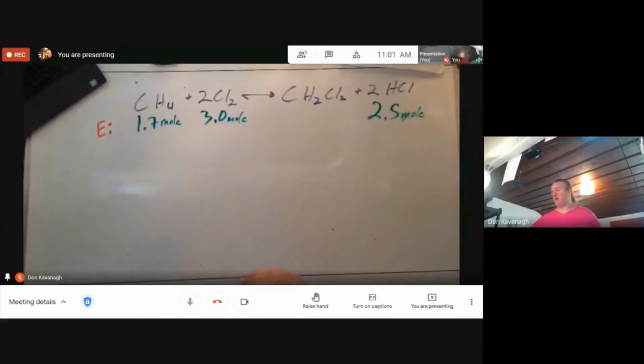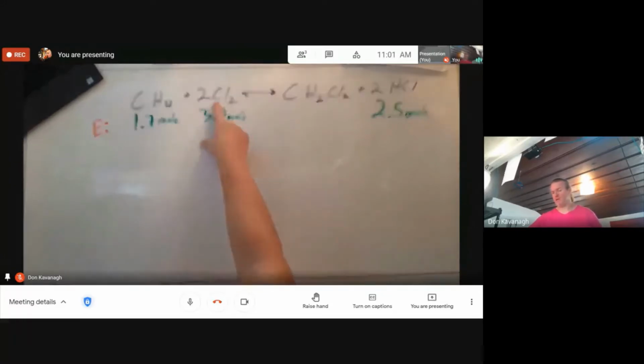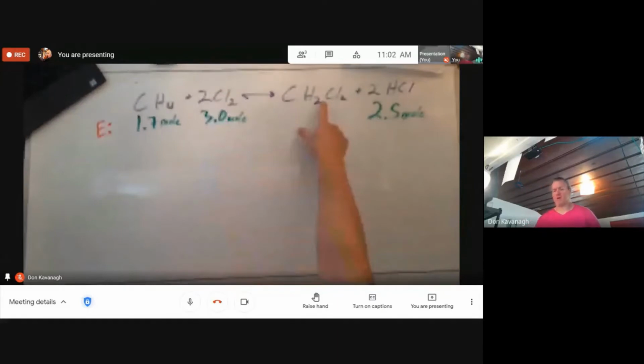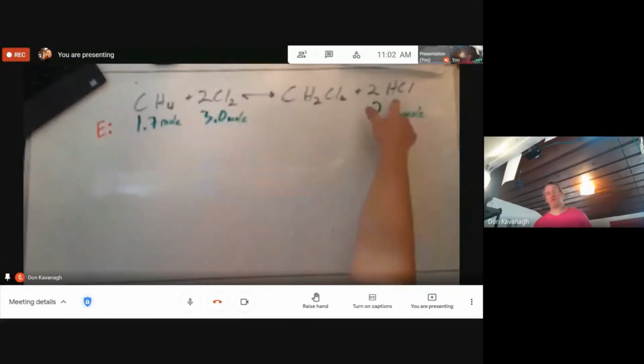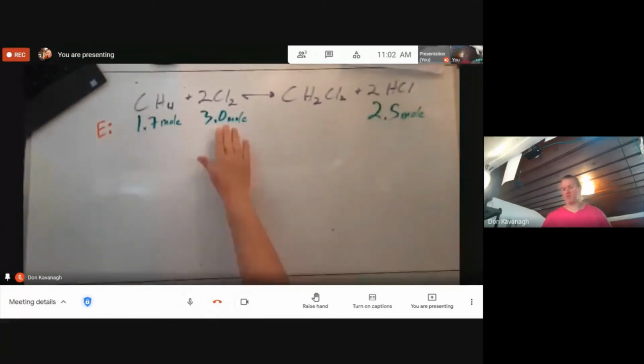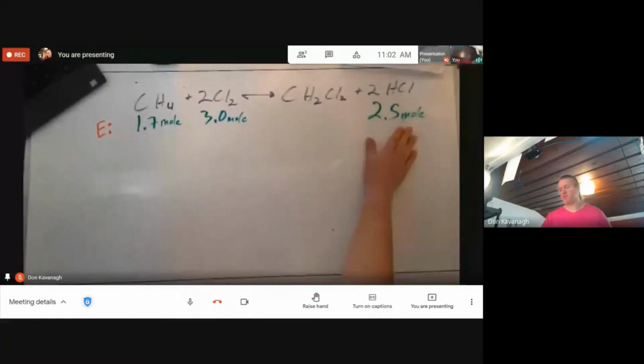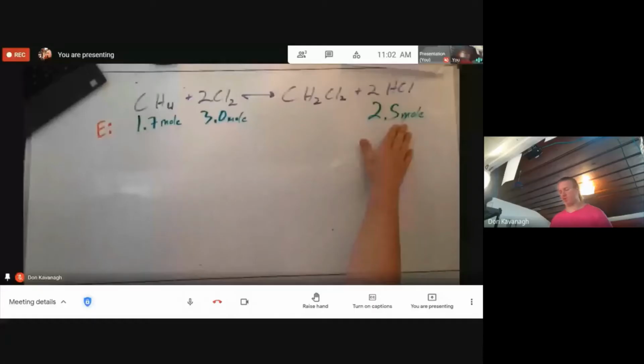This is a problem using a chemical equilibrium expression. Here we have a balanced chemical reaction with methane and chlorine gas producing dichloromethane and hydrochloric acid. The reaction started, and after a period of time, the moles of methane, chlorine, and hydrochloric acid were measured. There was 1.7 moles of methane, 3 moles of chlorine gas, and 2.5 moles of hydrochloric acid. This question is trying to get to how many moles of dichloromethane were present in the reaction at equilibrium.